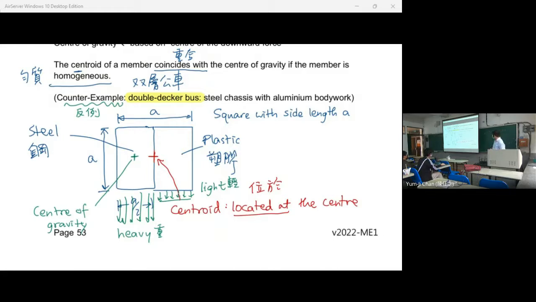So there are some new words for you to learn. So counter example, and remember located at, and when we say square with side length A, it means one side is A and another side is also A. It's okay. If you are finished writing these, then you can go to the next page.